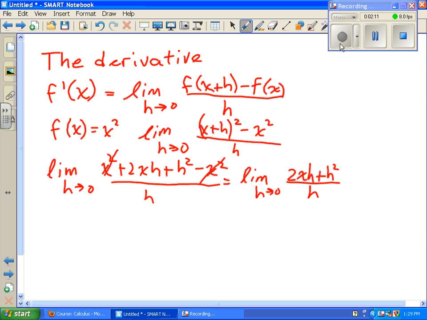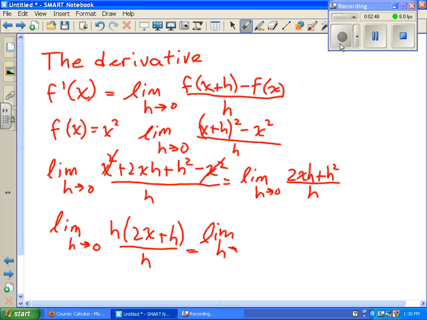Now, how do we simplify this? Well, there's an h in both top and the bottom, so we do the limit as h goes to 0 of h times 2x plus h over h. Now, remember that we can't divide by 0, but this is a limit. This gets smaller and smaller. This approaches 0. It never equals 0, so we can cancel the h's out.